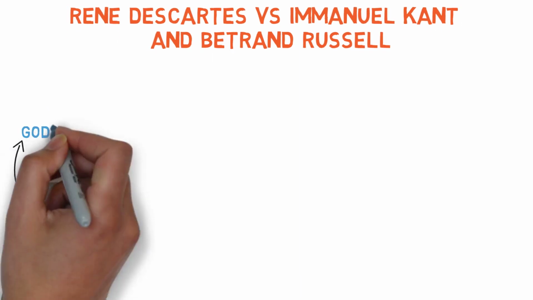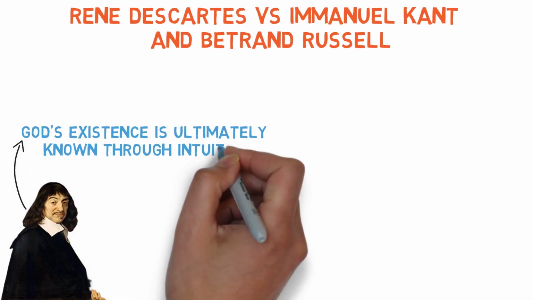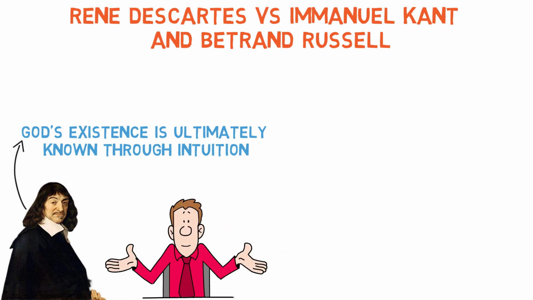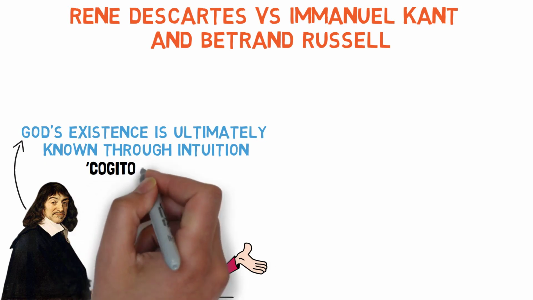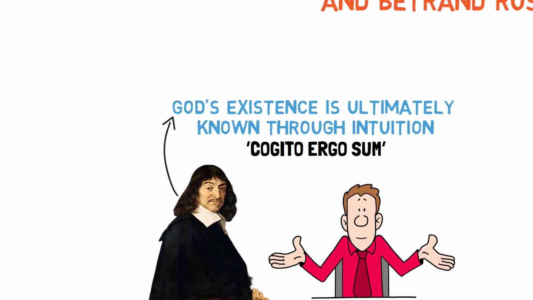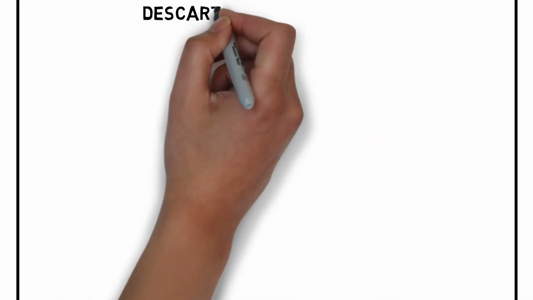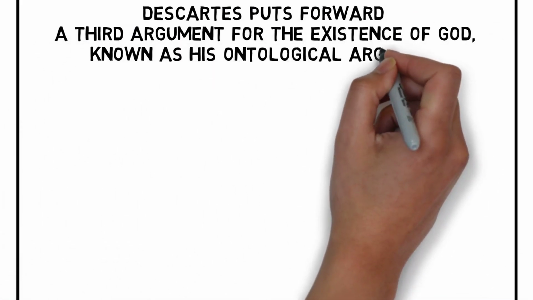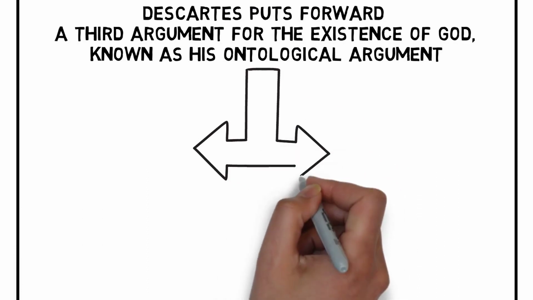In his Meditations, Descartes maintains that God's existence is ultimately known through intuition, a priori. He begins from the position of radical skepticism, from which he concludes cogito ergo sum, I think, therefore I am. In the fifth meditation, Descartes puts forward a third argument for the existence of God, known as his ontological argument, of which there are two versions.